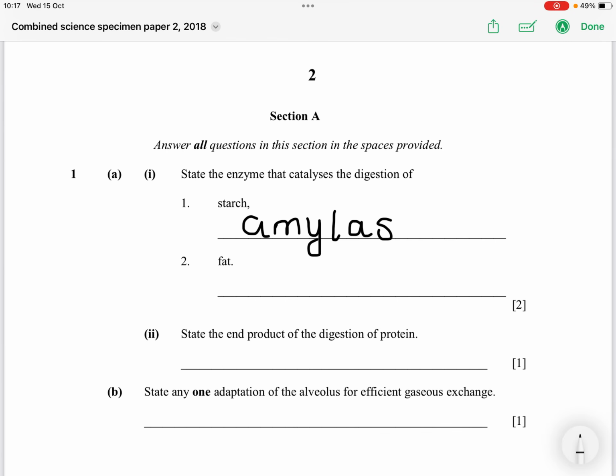This is the enzyme that is involved in the breakdown of starch, and it is also very important for you to know the end products of digestion. Starch is broken down by the amylase for us to have the glucose, and then the enzyme that is used for fat, it is the lipase. You need to know that the fats, they are broken down into fatty acids and glycerol.